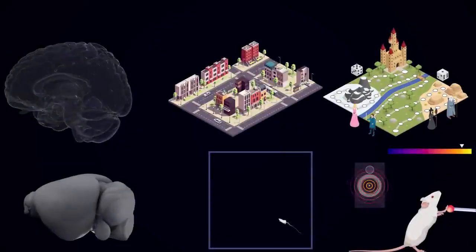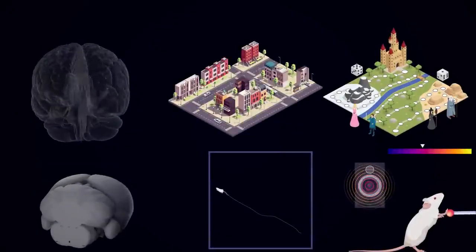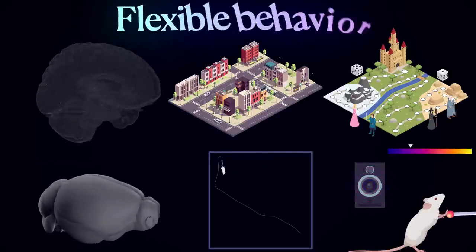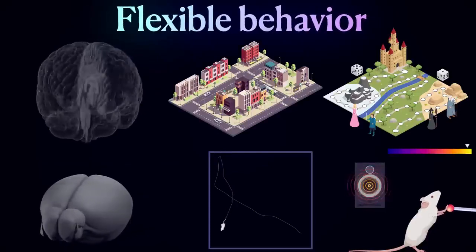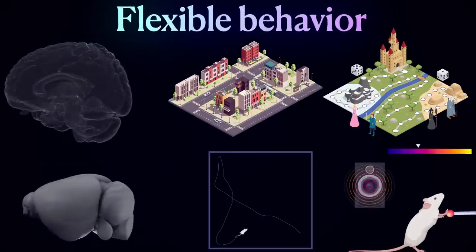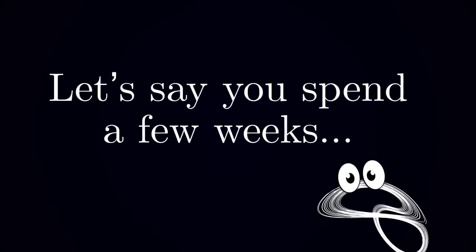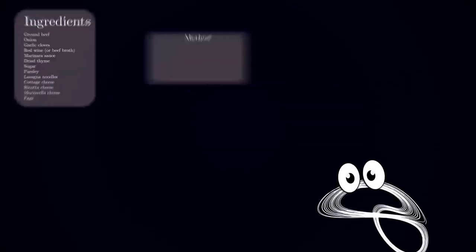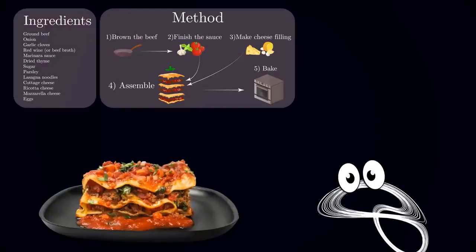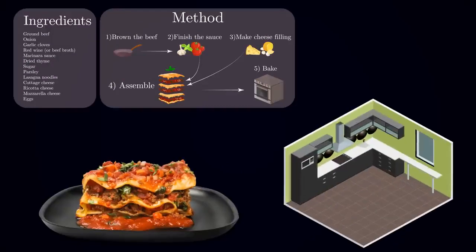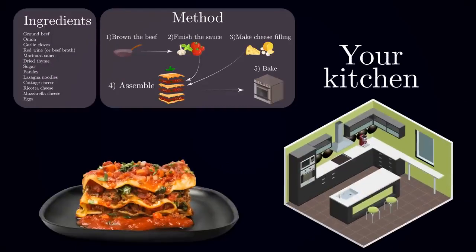Perhaps one of the most fascinating abilities of the mammalian brain is that it can generate flexible behavior that is generalized across contexts. For example, let's imagine you spent a few weeks learning how to cook just the perfect lasagna. You learned that skill in your own kitchen, where you are familiar with the location of all the utensils, ingredients, and appliances, as well as the layout of the kitchen itself.